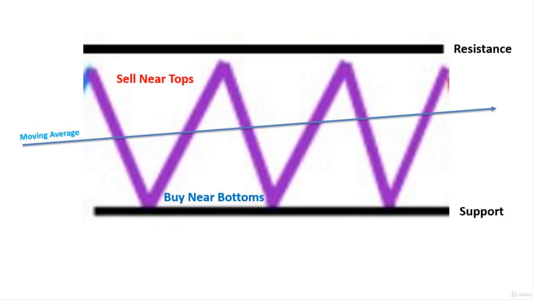So you can see where these different channels and moving averages can work together. There are different times when you'd be buying or selling, whether you're moving quicker or slower, depending on the channel and depending on the moving average.